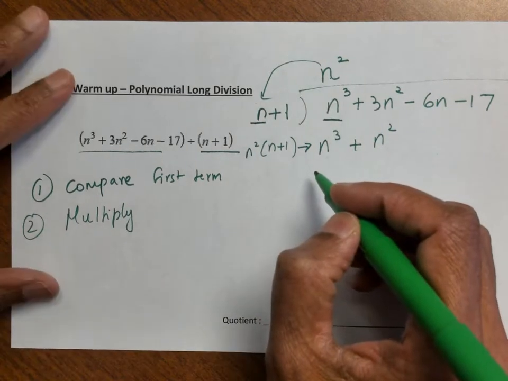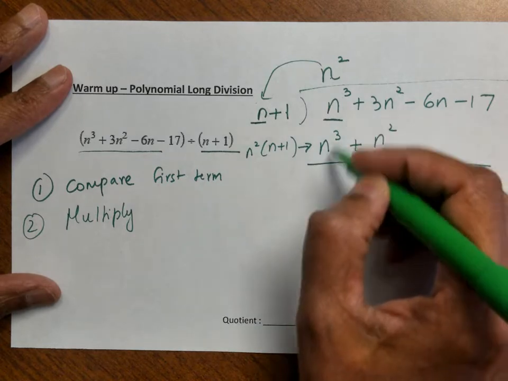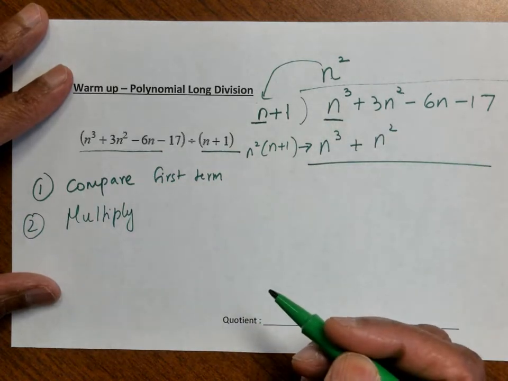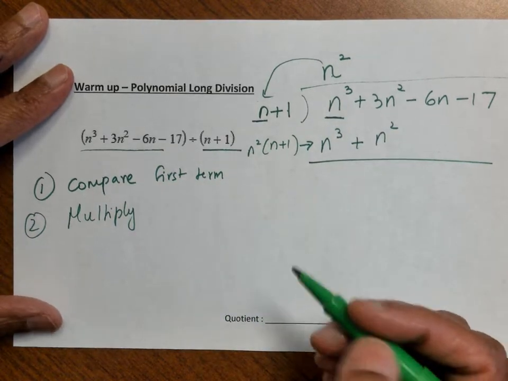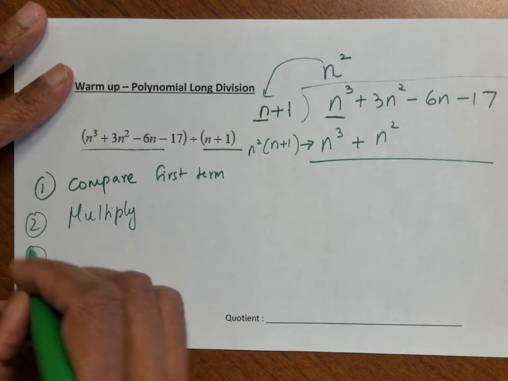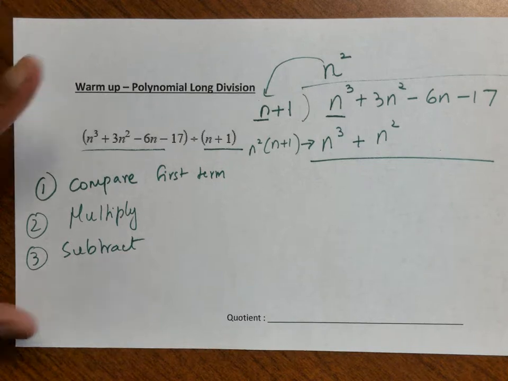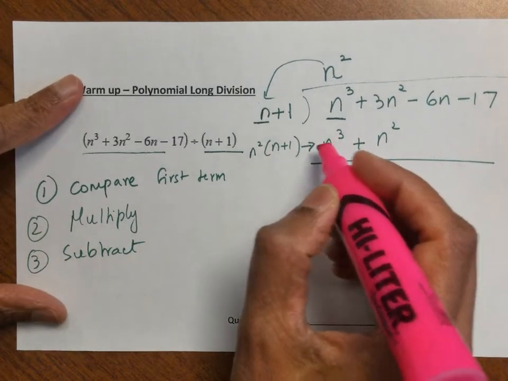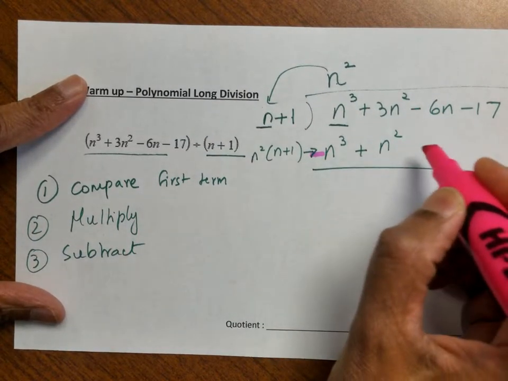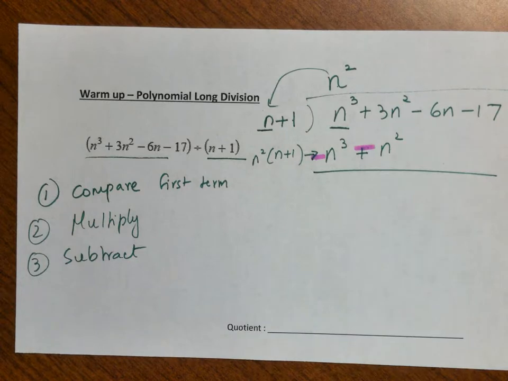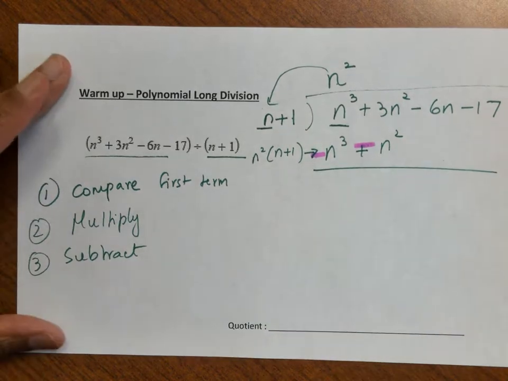And then what do you do? What do you do to this? The term that you brought down, what do you do to that? What's the next step in long division? Subtract. Perfect. Someone said that. Awesome. So you subtract. How do you subtract? The easiest way to subtract, I tell my students, is to just change the signs, especially because there are multiple terms. So positive n cubed becomes negative n cubed. Positive n square becomes negative n square. So n cubed and n cubed cancels out.